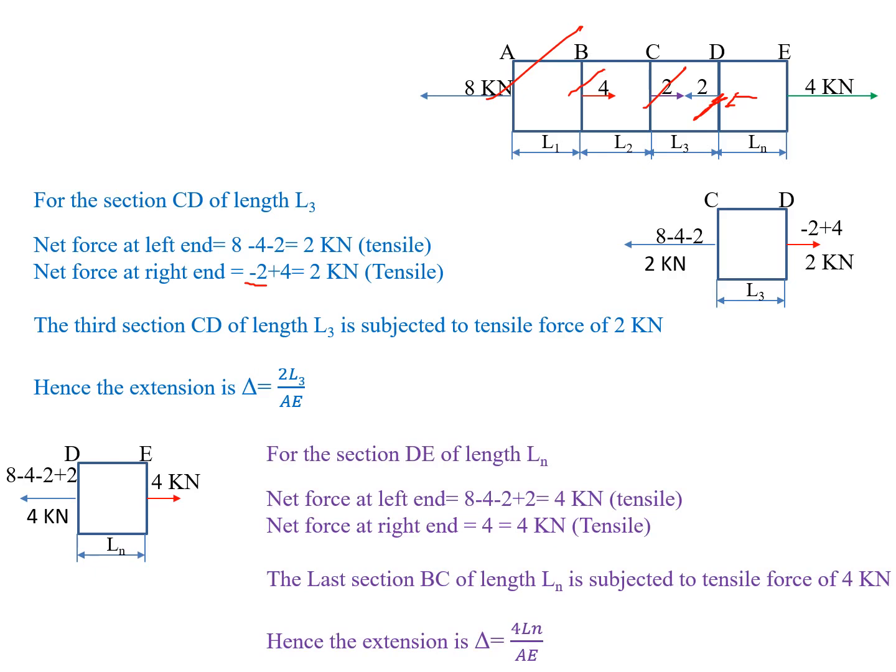First we observe the net forces acting at the left hand side, that is at point D. 8 kilonewtons tensile, 4 compressive, 2 compressive and 2 tensile. The total summation is equal to 4 kilonewtons positive, which means tensile. Similarly, at the right hand side, which is at point E, only one force is acting, that is 4 kilonewtons tensile. So the total extension delta DE is equal to 4 L4 divided by AE.